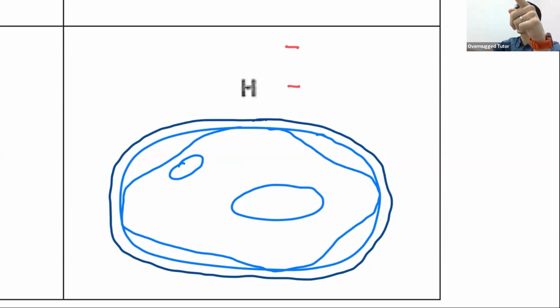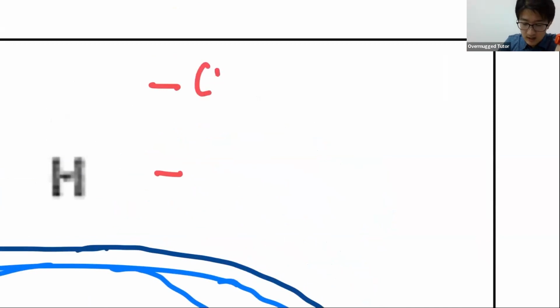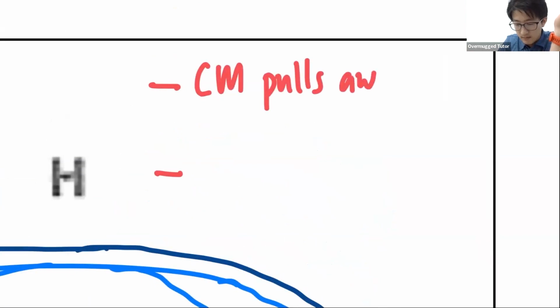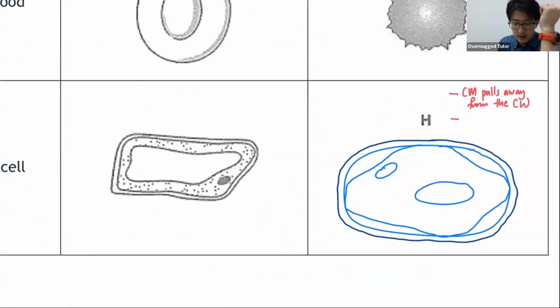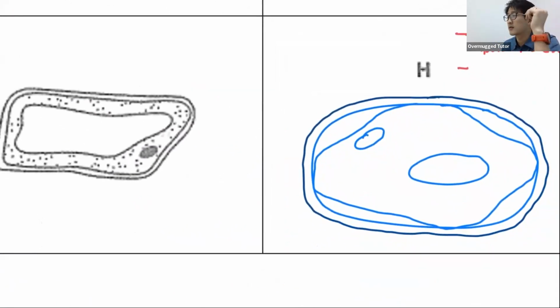What thing separates? What pulls apart? Cell. Yes, very good. So therefore, the cell membrane pulls away from the cell wall. Secondly, look at the two diagrams. Identify the organelles inside.